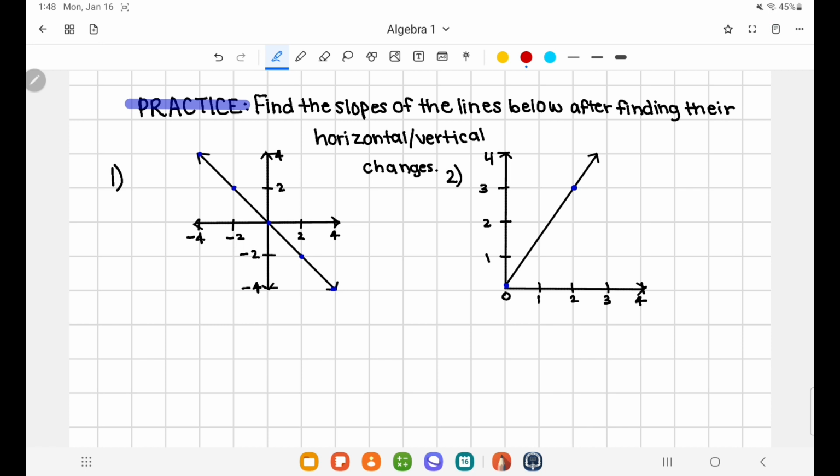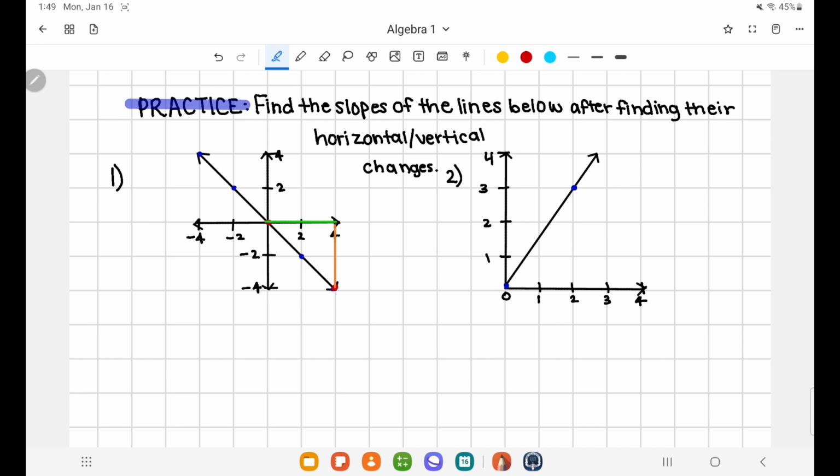Alright, let's start with number 1. The first thing I want to do is choose 2 points. So I'm going to choose 0, 0 because it's easy, and I'll choose this last point over here. And now I'm going to draw my horizontal to vertical change. Alright, so I am starting at the very end and I'm moving to the 0, 0 point. So I'm starting at the 4, -4 point and I'm going to 0, 0.